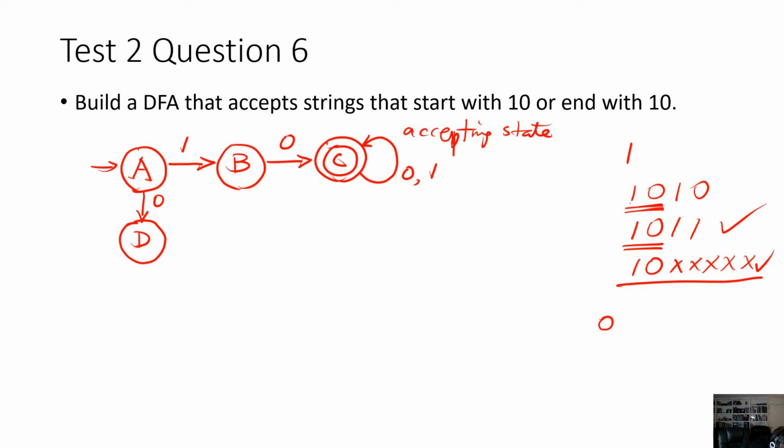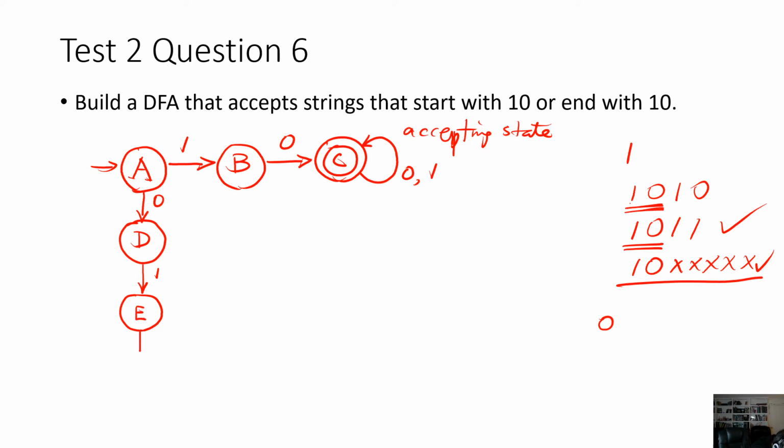If we're in the state D, that means the previous input value is 1. Now, in order to make sure the string is eventually accepted, we have to make sure the next input should be 1, right? Which is one step closer to the accepting state.